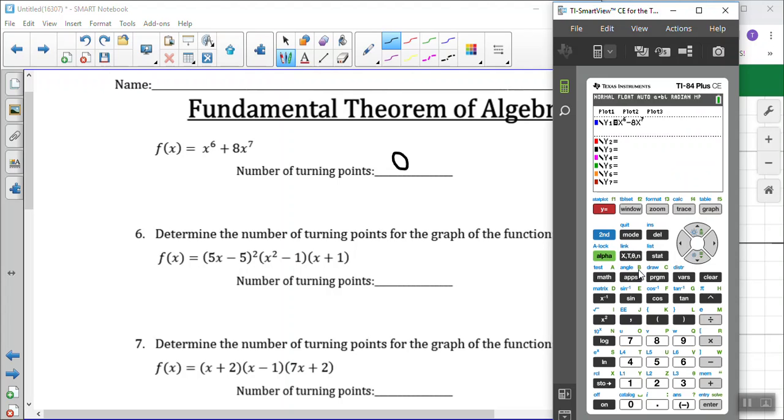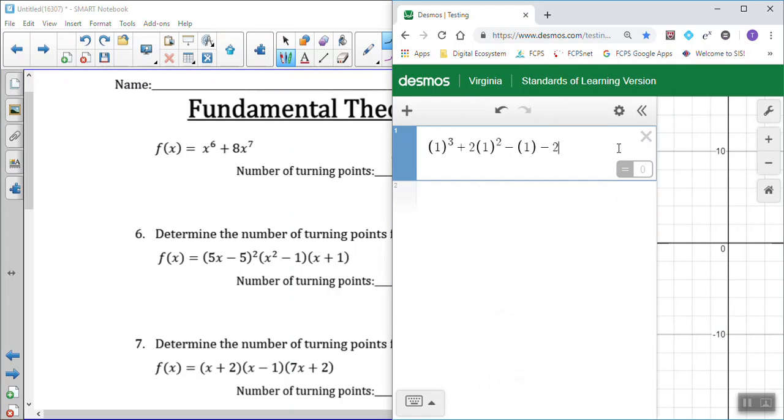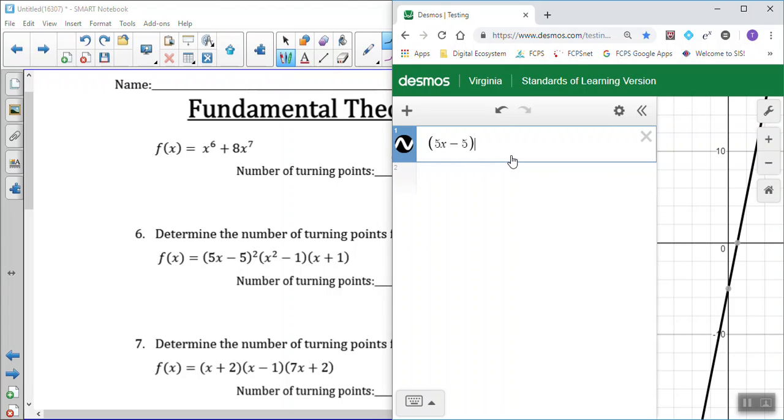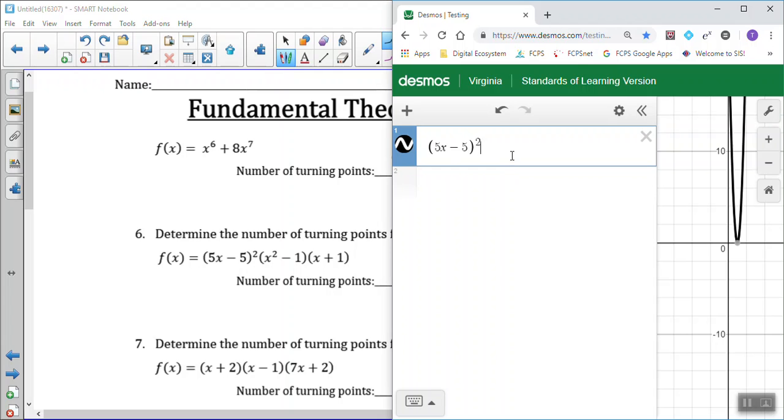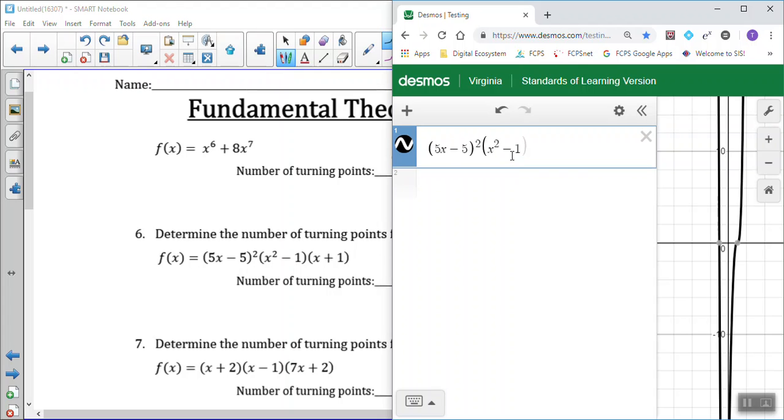Okay, let's check the next function. We'll just plug it in. I'm going to do this one on Desmos. I'm sorry, I just like typing on Desmos way easier. So for Desmos, I have the function is 5x minus 5 squared, x squared minus 1, and then x plus 1.